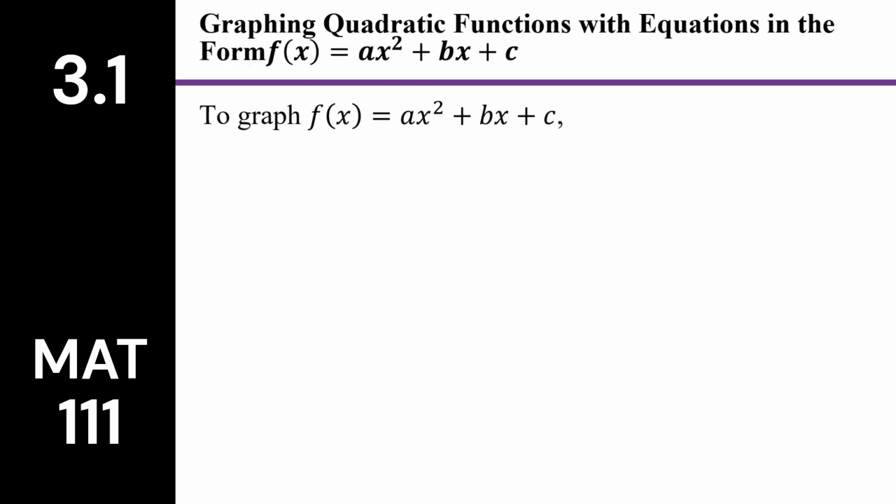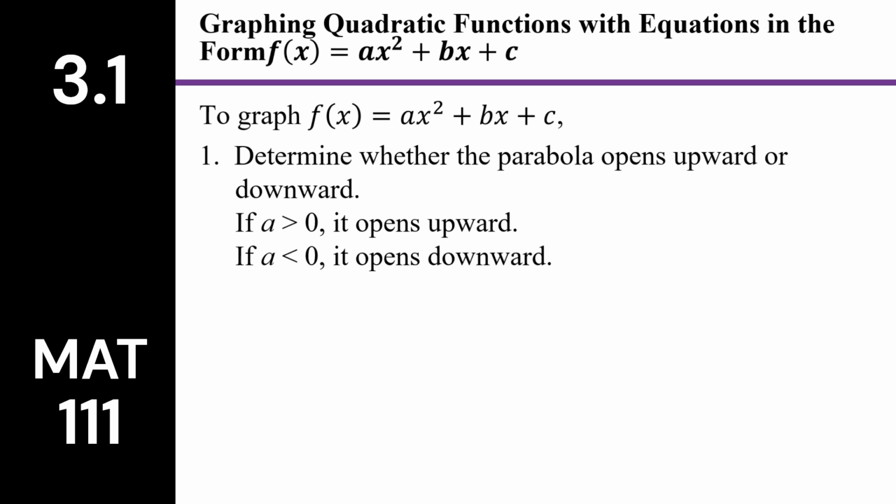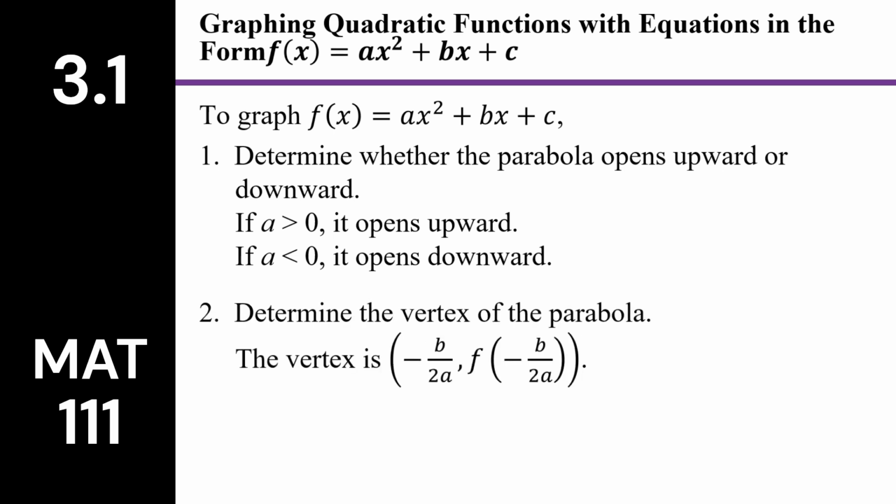To graph a quadratic function, we'll first determine whether the parabola opens upward or downward. If a is positive, it opens up. If a is negative, it opens down. Next, we'll determine the vertex of the parabola, where the vertex has an x value of negative b over 2a and a y value, which is the function's value at that x value.